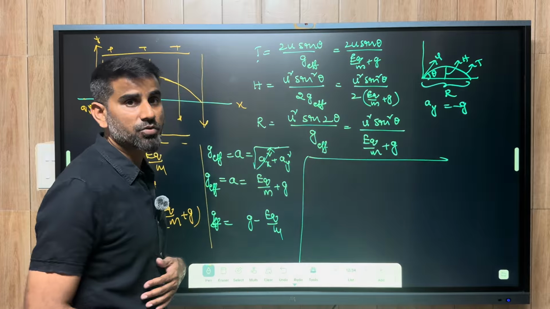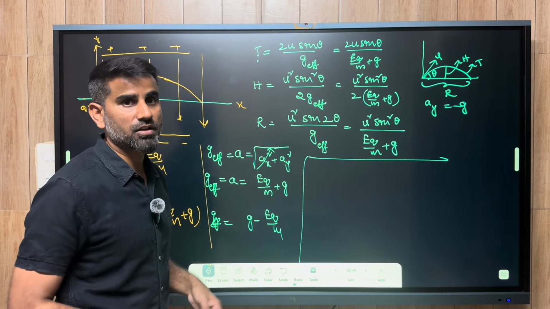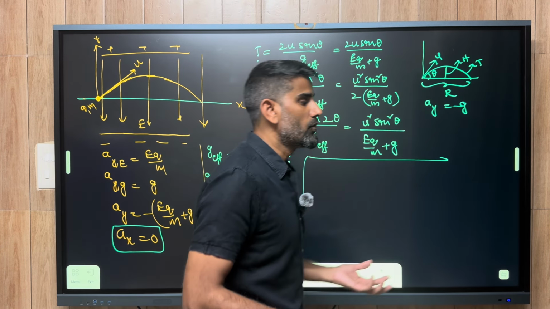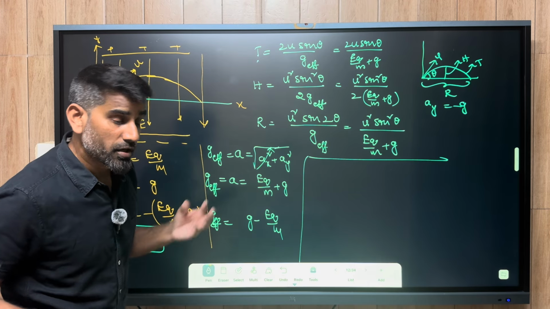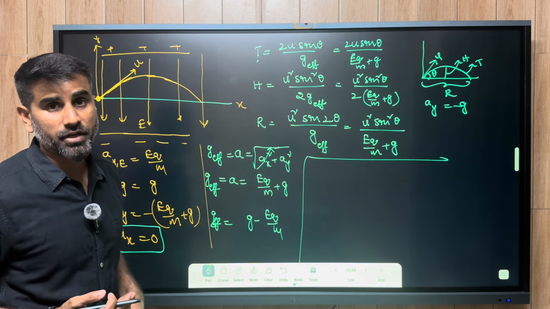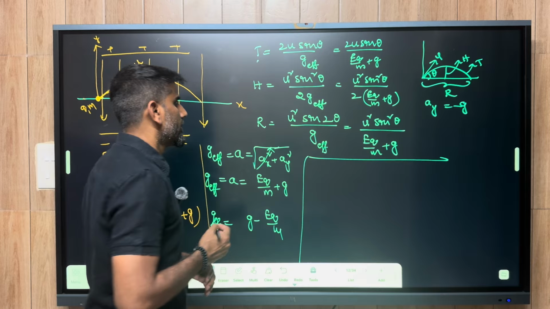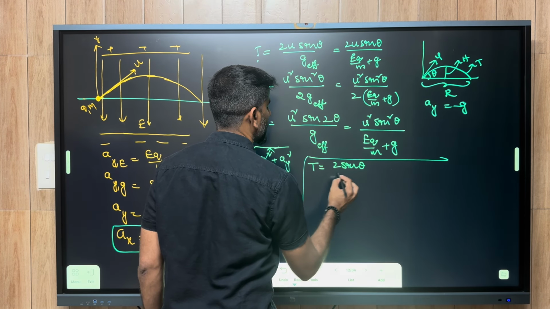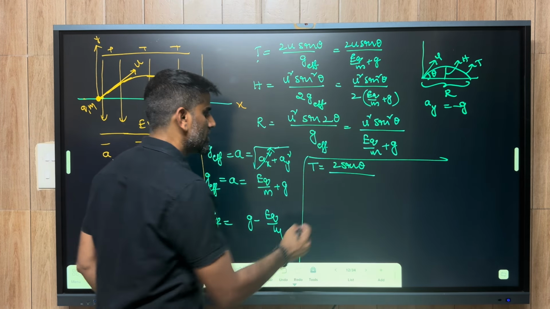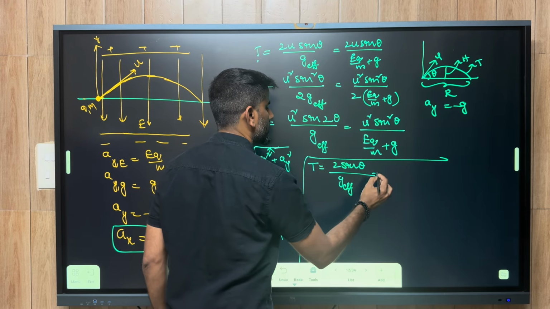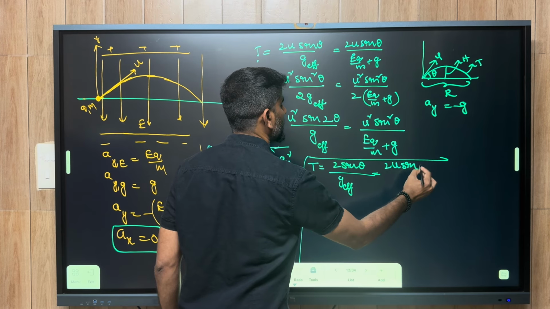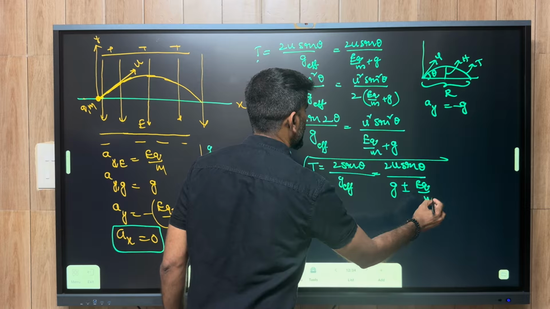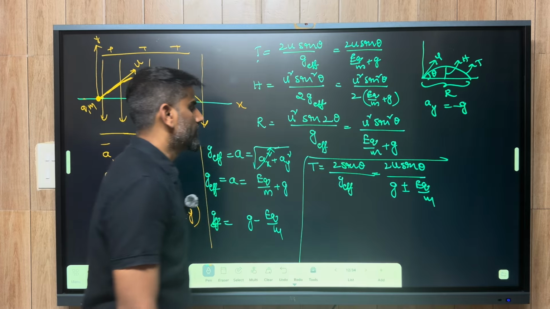These will be the ultimate equations to find the range of the charged particle, maximum height of the charged particle, or time of flight of the charged particle, when the charged particle is projected at a certain angle to the electric field or to the horizontal. Now time of flight is equal to 2u sin theta by g effective, which is 2u sin theta by g plus or minus Eq by m.